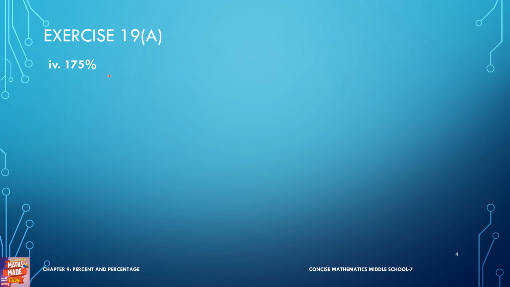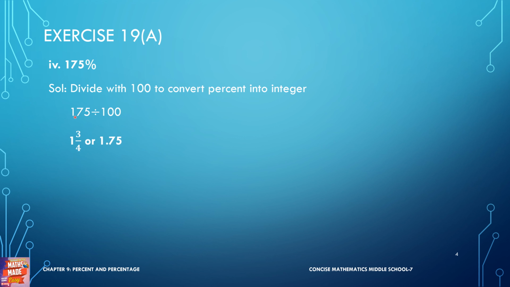175%. Even here it's the same thing. For removing the percentage, you need to divide it with 100. While dividing with 100, you can imagine a point over here where my cursor is, right? And for division, you need to move it towards the left. So 1, 2. That means 1.75 will be the answer.